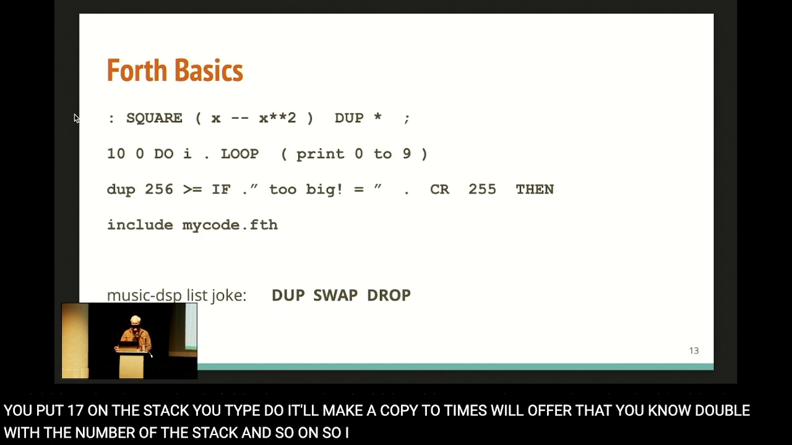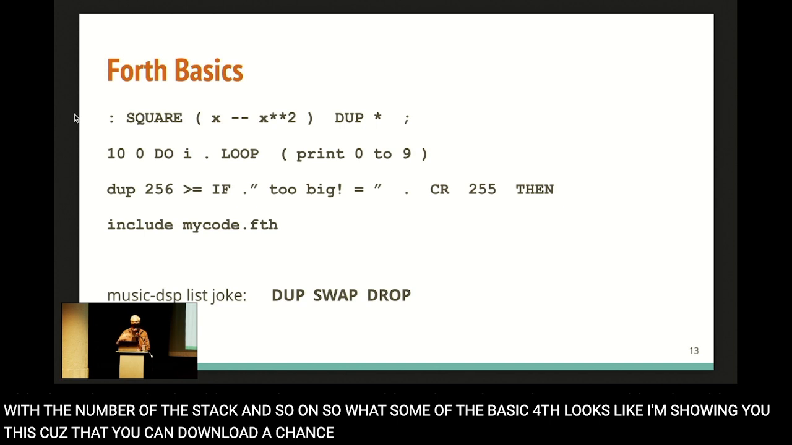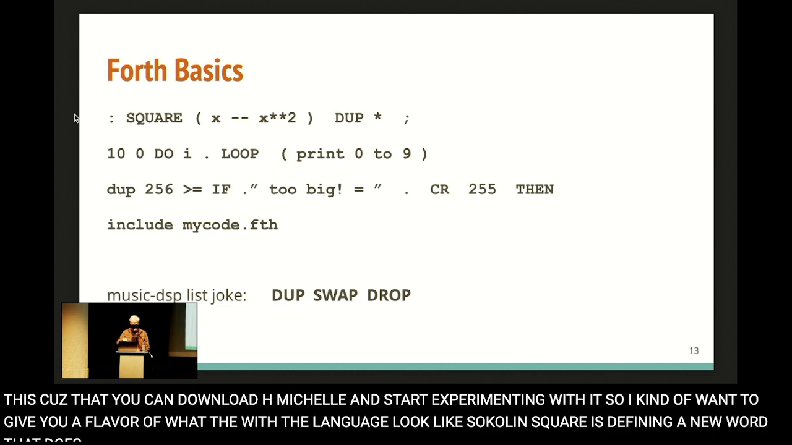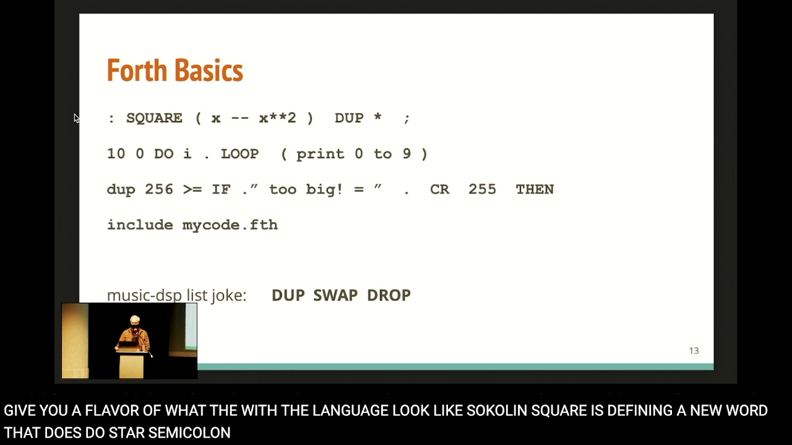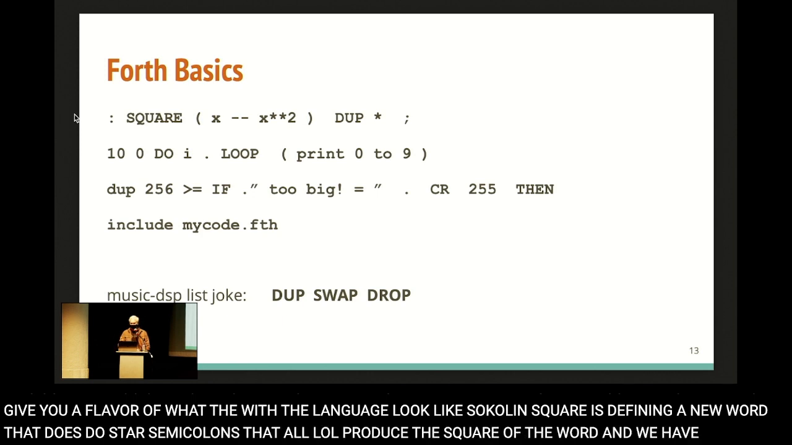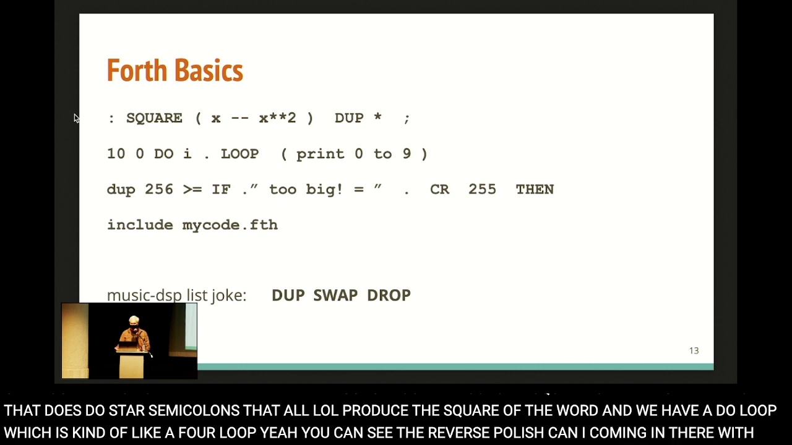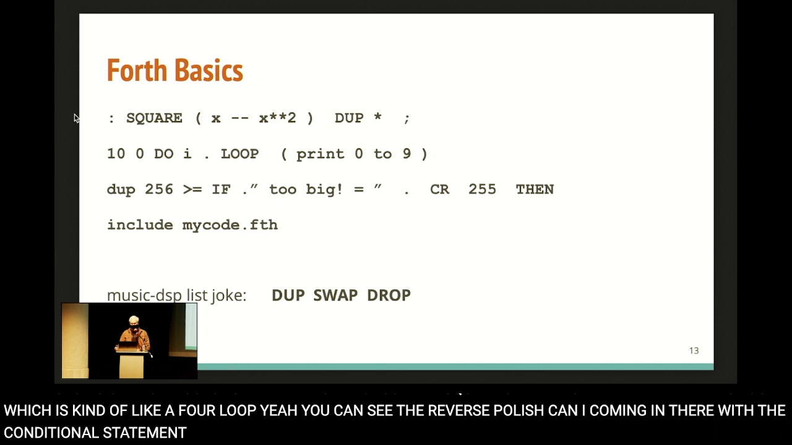So this is what some of the basic Forth looks like, and I'm showing you this because you can download HMSL and start experimenting with it. So I kind of want to give you a flavor of what the language looked like. So colon square is defining a new word that does dup star semicolon. So that'll produce the square of a number. Then we have a do loop, which is kind of like a for loop. You can see the reverse Polish kind of coming in there with this conditional statement, and there's a program there to include code.